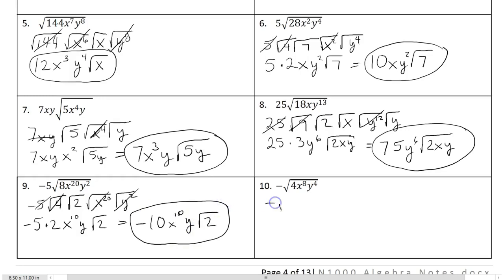In the final example, everything inside of the square root is a perfect square, so everything can come out. The square root of 4 is 2. The square root of x to the 8th is x to the 4th. The square root of y to the 4th is y squared. Final answer, negative 2 times x to the 4th times y squared.